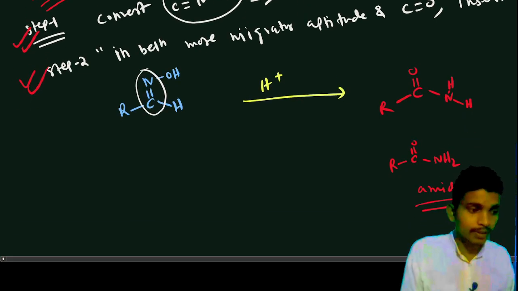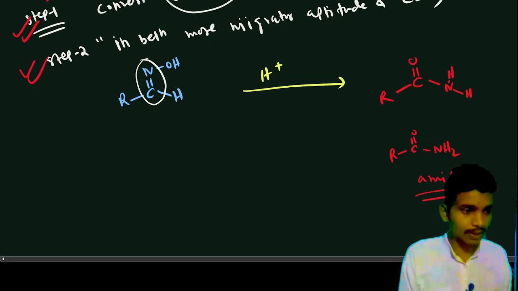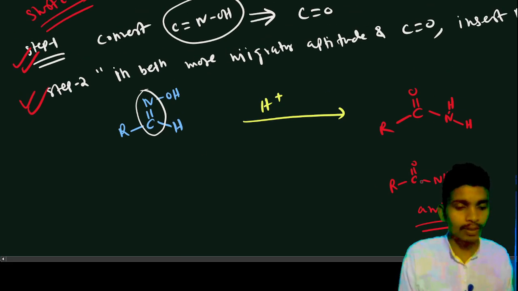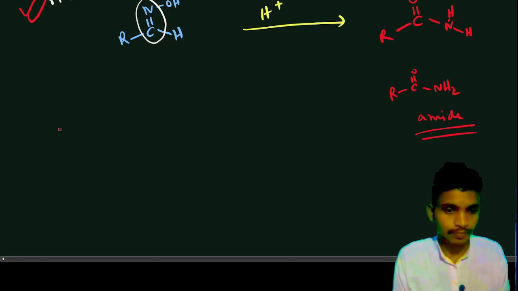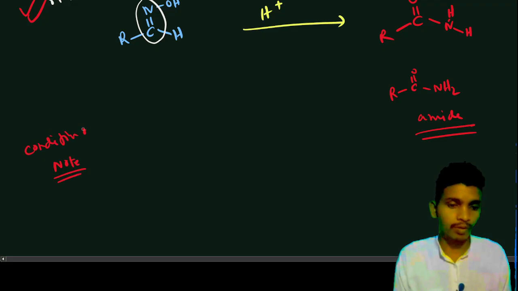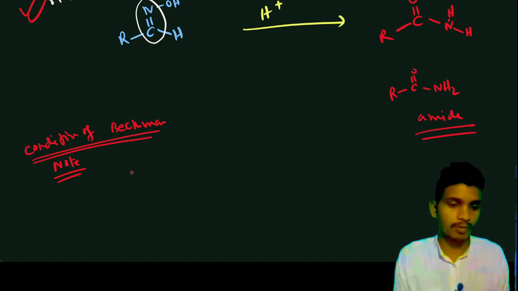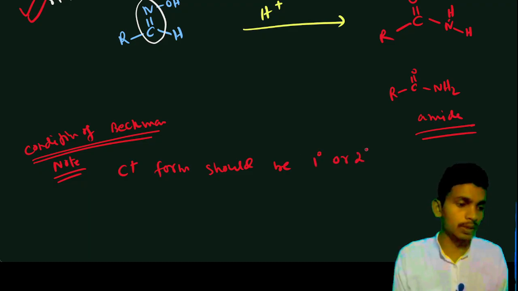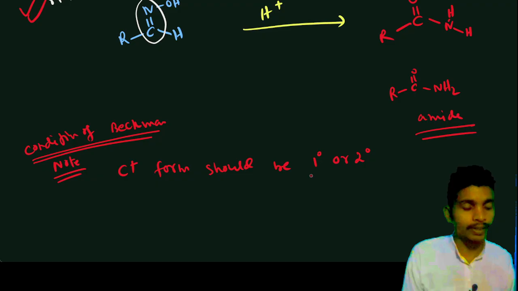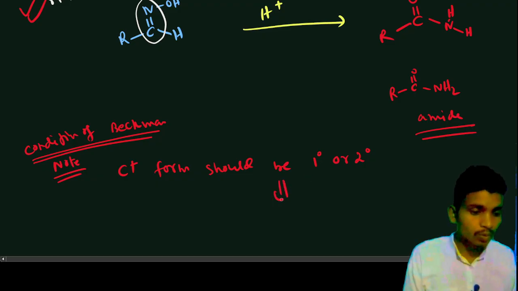Okay, and remember that whenever we are forming these carbocations, or we can write the conditions for Beckmann rearrangement: the carbocation formed should be 1 degree or 2 degree. Okay, the carbocation formed should be 1 degree or 2 degree. Then only it will go through the Beckmann rearrangement.